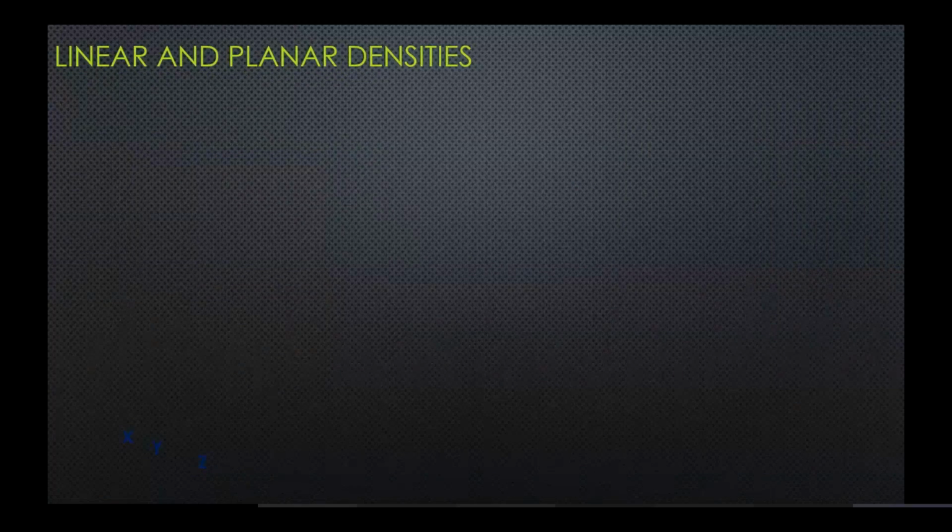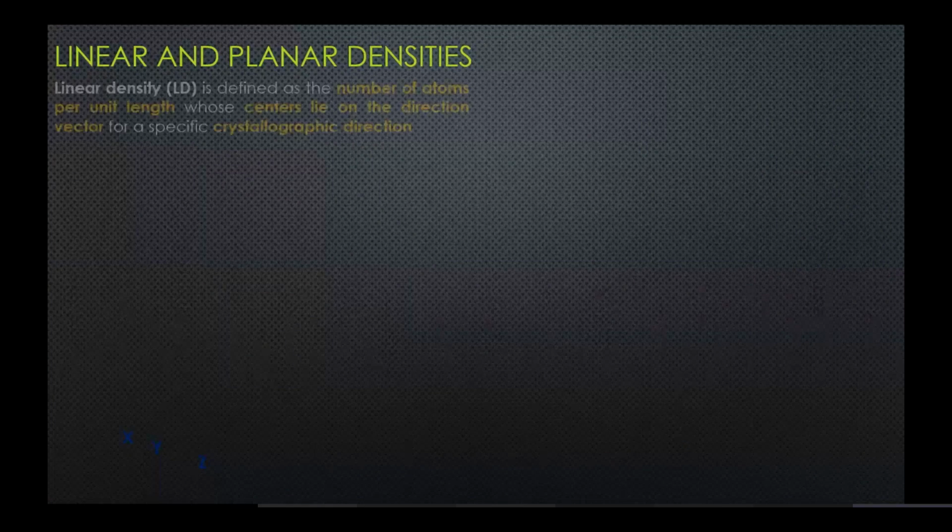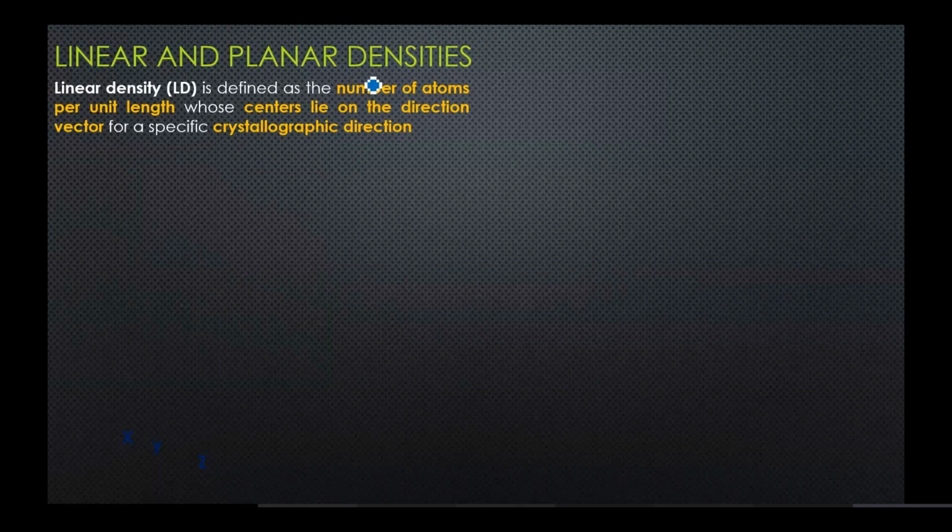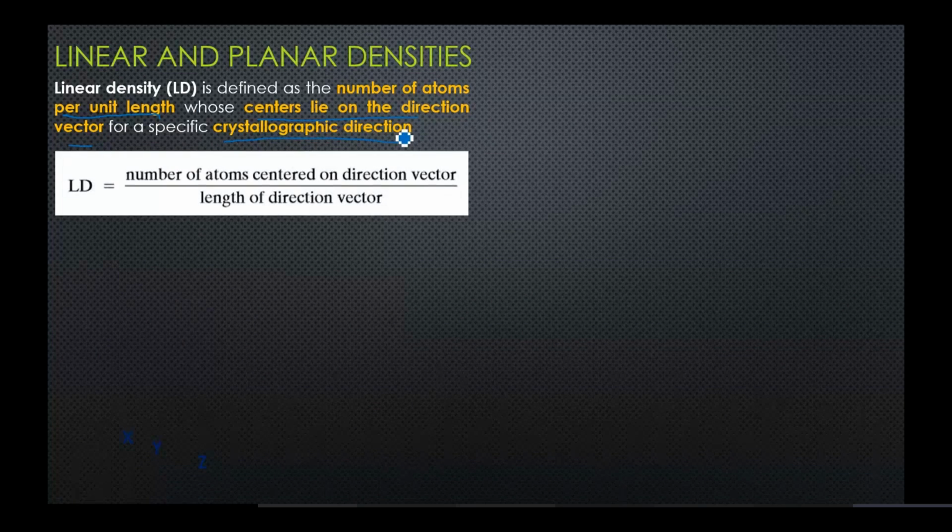Moving on, let us look at linear and planar densities. Linear density is defined as the number of atoms per unit length whose centers lie on the direction vector for a specific crystallographic direction: number of atoms centered on the direction vector divided by the length of the direction vector. The units are atoms per nanometer or atoms per meter, depending upon the units of length you are dealing in.